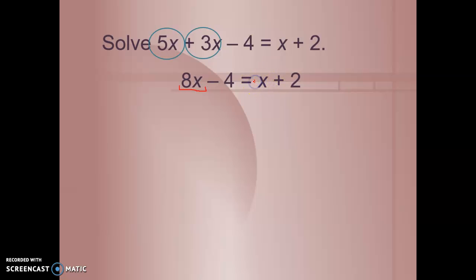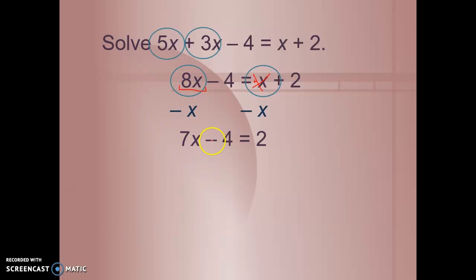Well, in order to remove a positive x, I have to subtract it. That would cancel out that x, but what I do to one side, I have to do to the other, so we're going to subtract x from both sides. I now have 7x minus 4 equals 2.